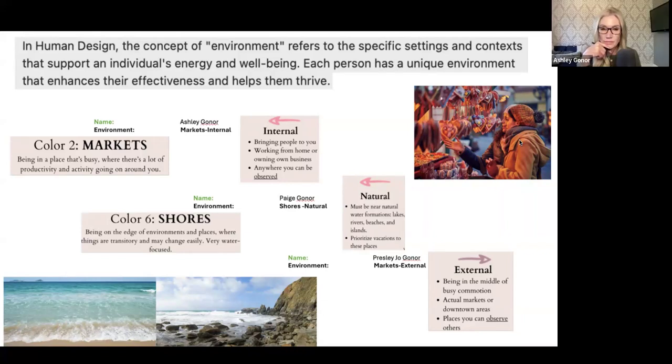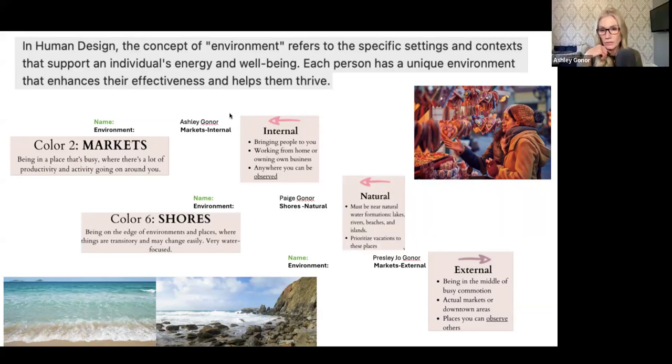Your color here is 2, it's markets, and Presley's is also markets. But yours is considered internal markets and Presley's is external markets. I'll go over markets first so that you understand. A market could be an actual market, but what it's considered is where there's action going on, exchanges of energy happening all over.